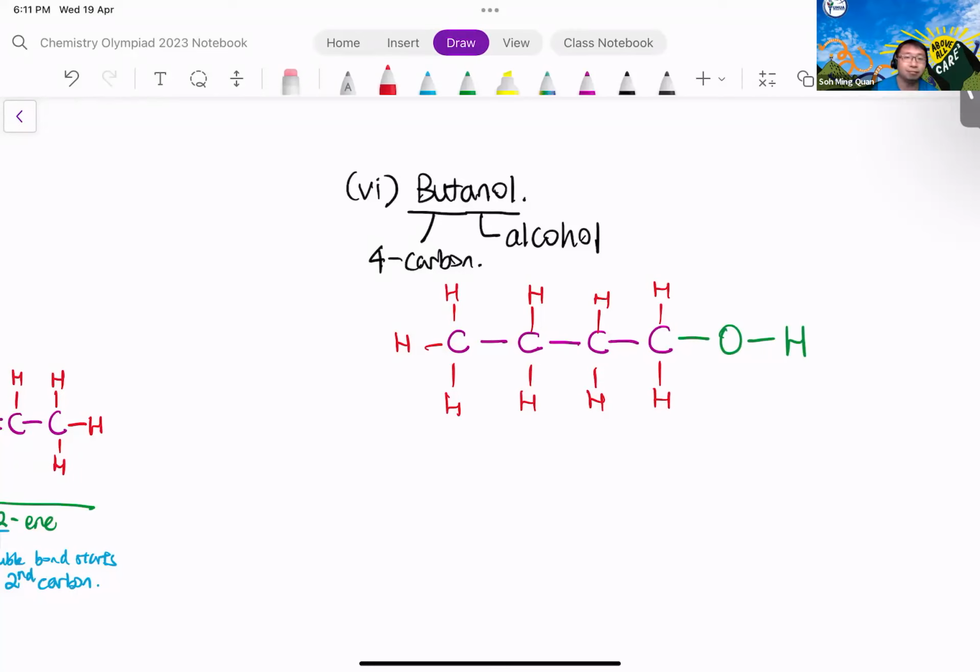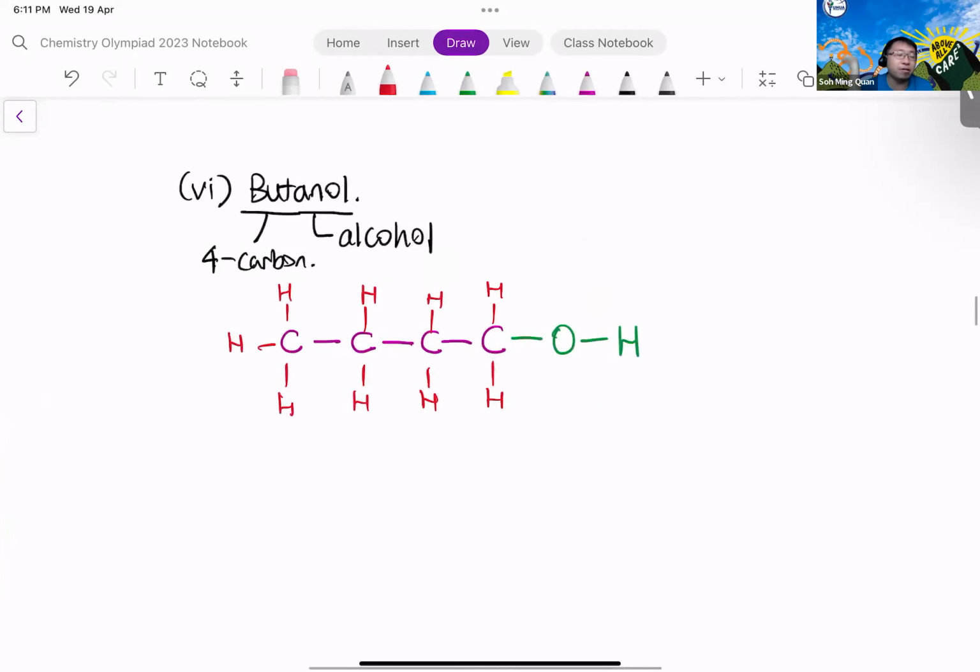So I repeat, draw the carbon out first. Next step, draw the functional group. Last step, make sure every carbon has 4 bonds. So this is butanol.